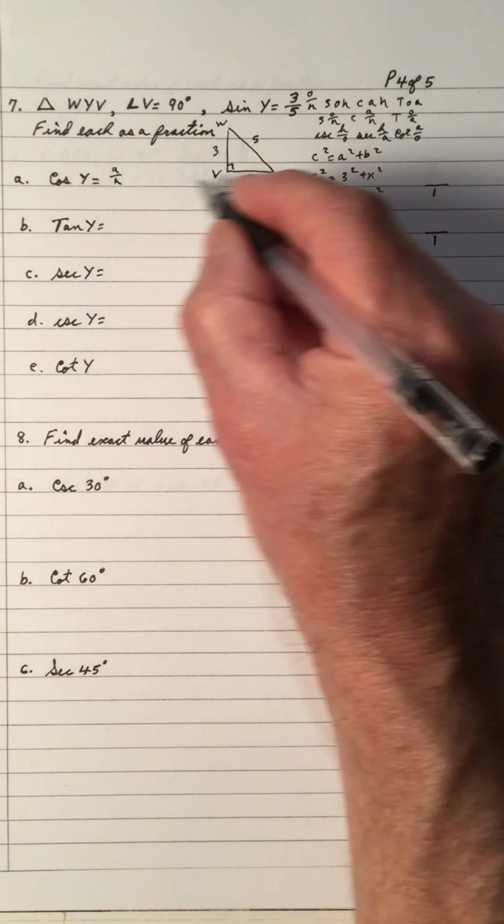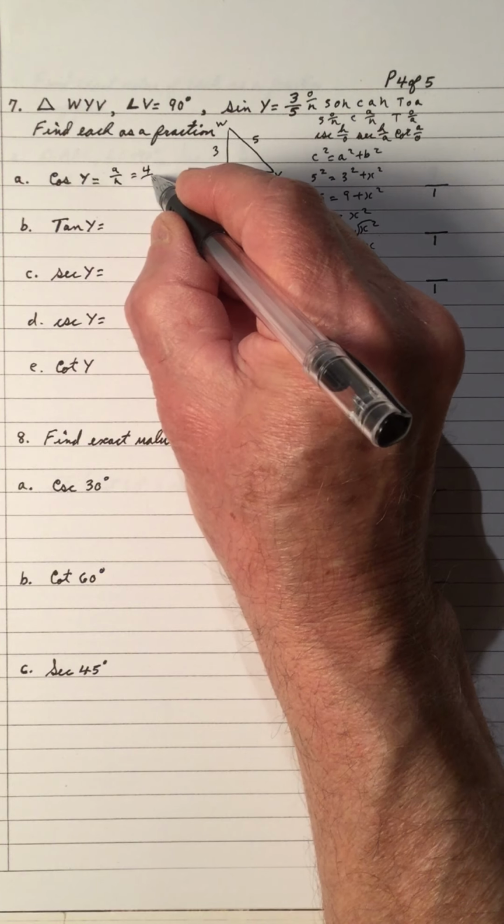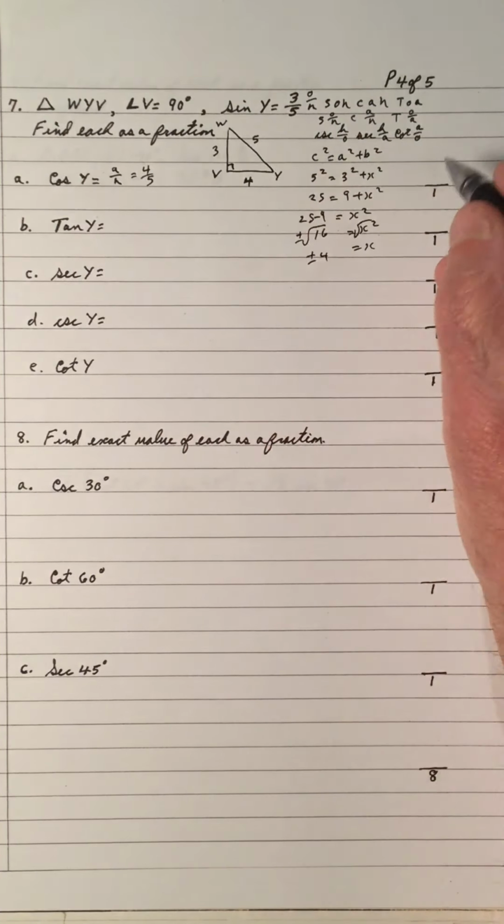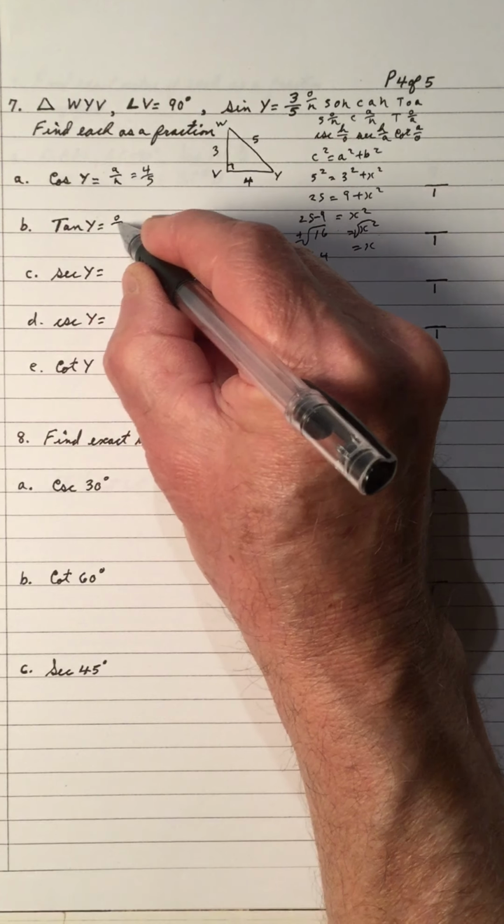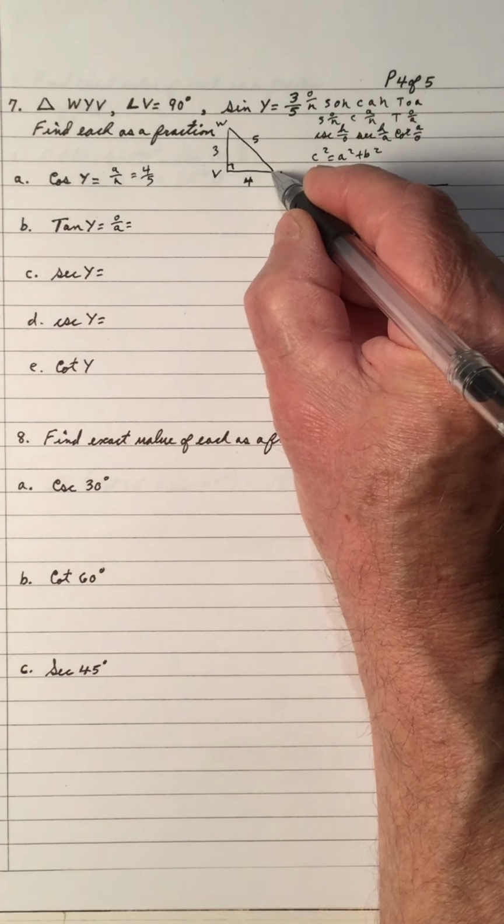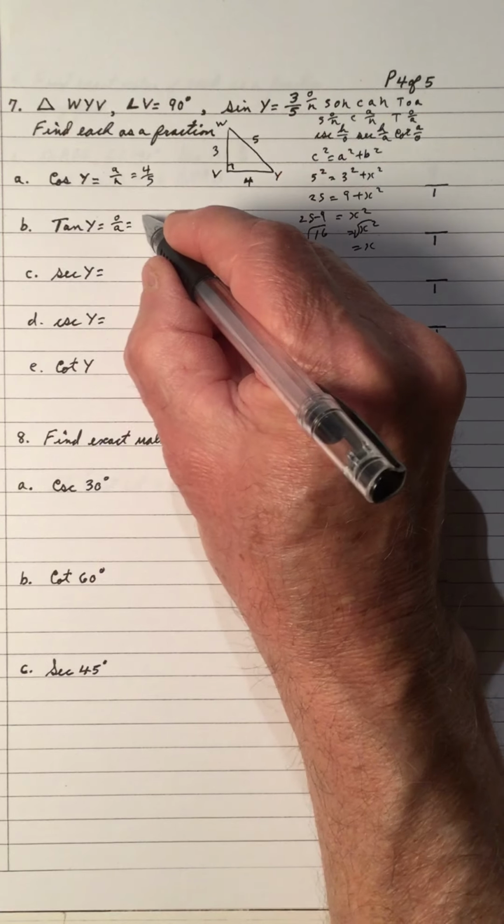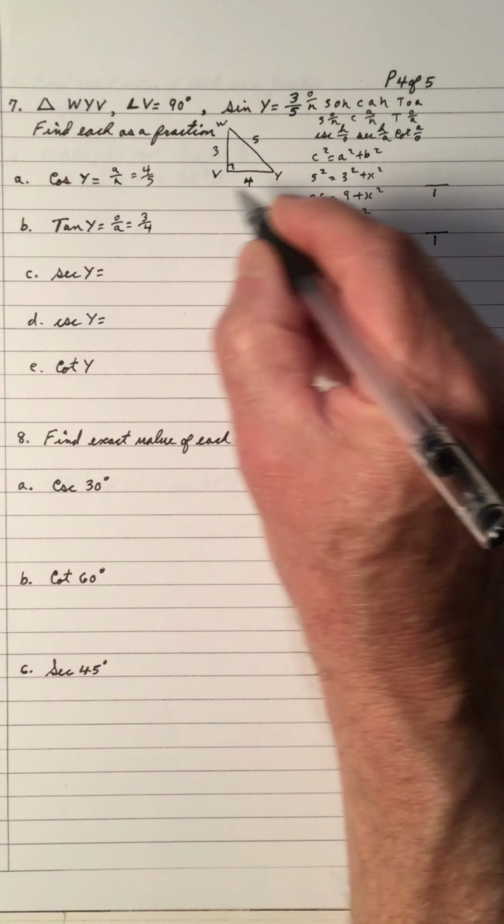For angle y, cos is adjacent over hypotenuse, which is 4/5. Give yourself a mark. Tan is opposite over adjacent. For angle y, opposite over adjacent is 3/4.